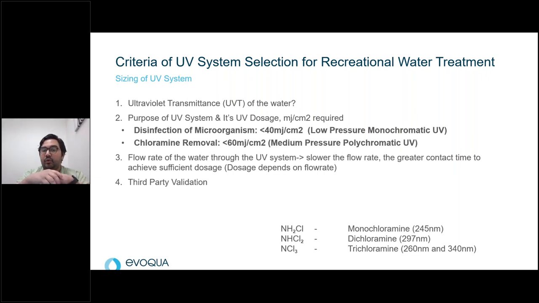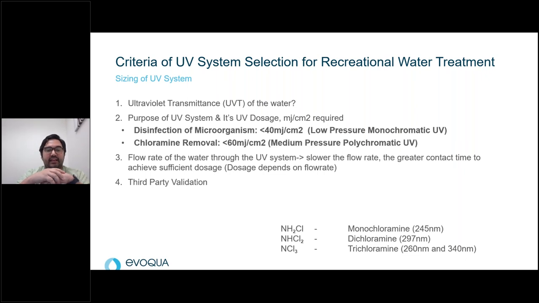The third is the flow rate of your water passing through the UV. To be able to provide a sufficient dosage, it has a maximum flow rate as well. If you have a faster flow, it means that your UV cannot dose with enough time onto the microorganism. Therefore, when it comes to UV, there is always a maximum flow rate that comes with the model.